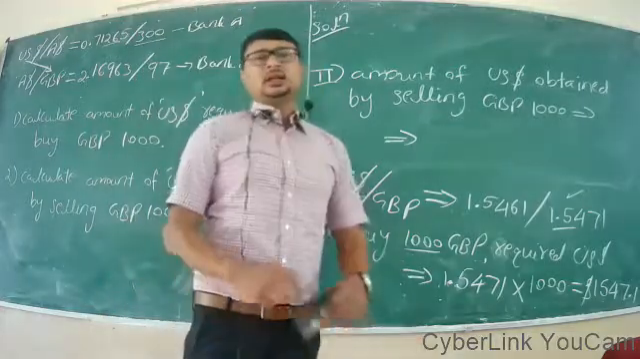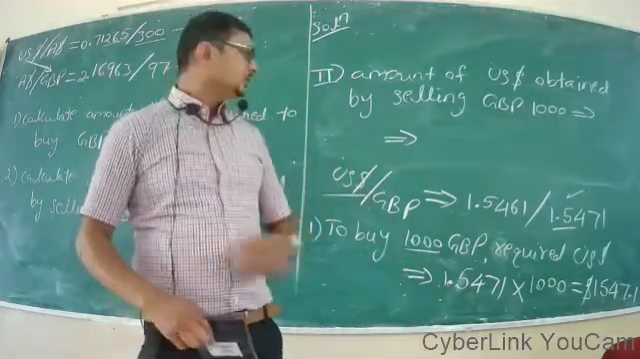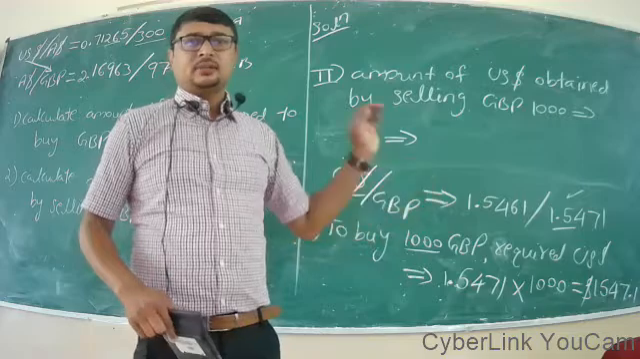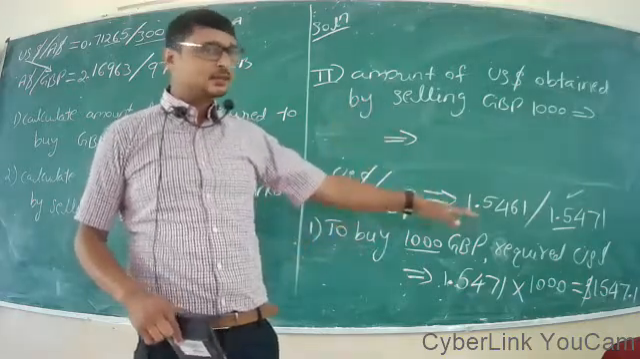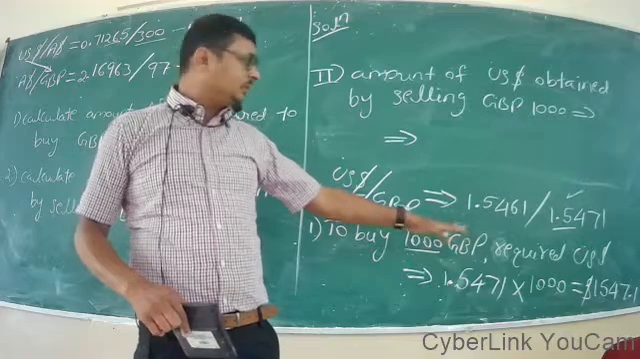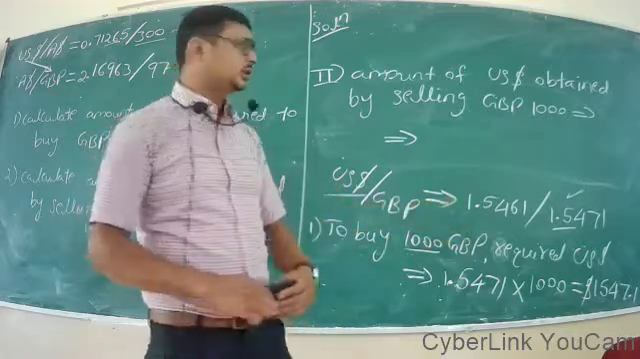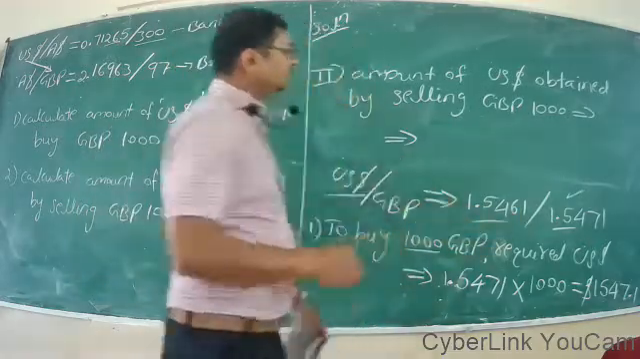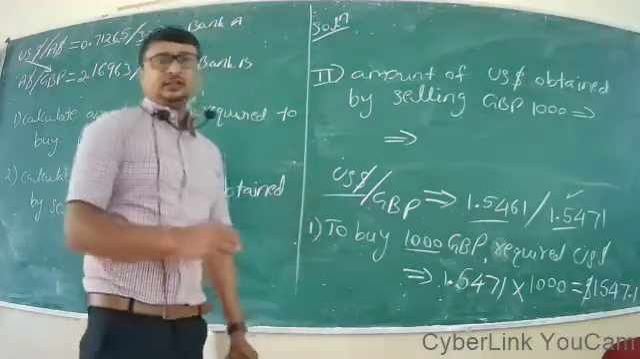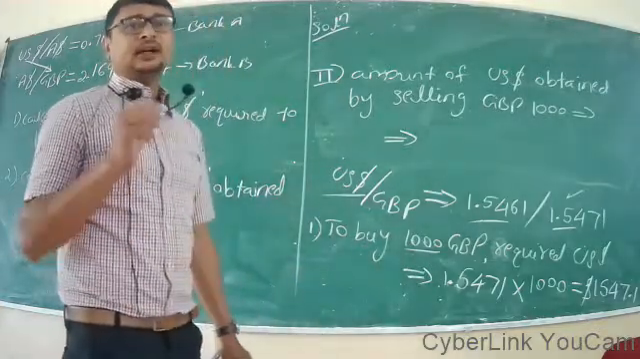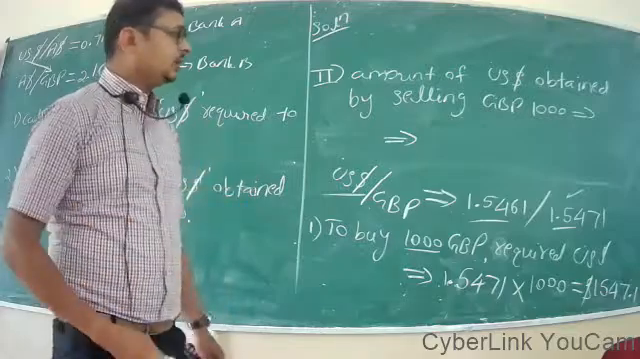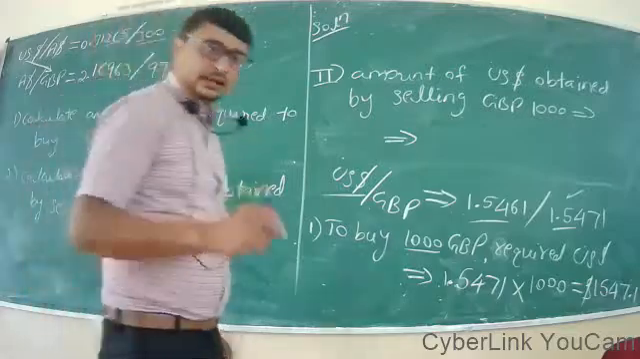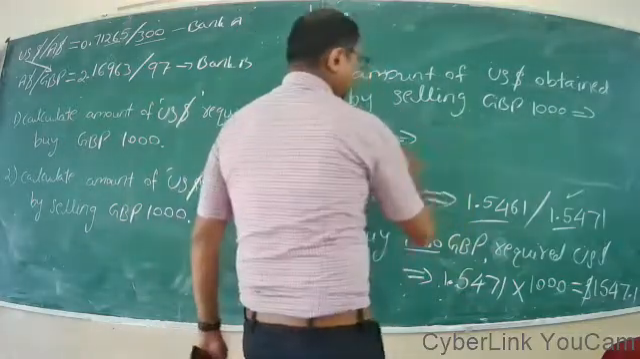That means if I am the seller, banker is the buyer. Banker or marketer always buys at bid price. In the given quotation, bid price is 1.5461. So while an individual sells the foreign currency, banker buys at bid price. So in the given quotation, bid price is 1.5461, right?